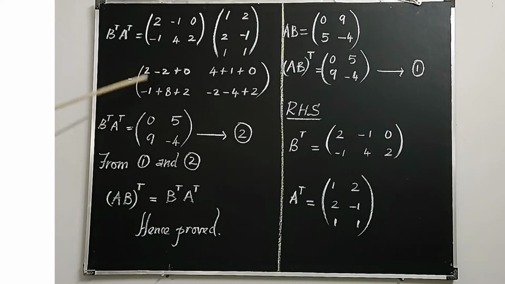2 minus 2 will be cancelled, 0; 4 plus 1 is 5; then 8 plus 2, 10, 10 minus 1 is 9; minus 2 plus 2 will be cancelled, then it is minus 4. The second derivation is B transpose into A transpose. Compare the first and second derivations, we get the transpose of AB is equal to B transpose into A transpose. Hence it is proved.